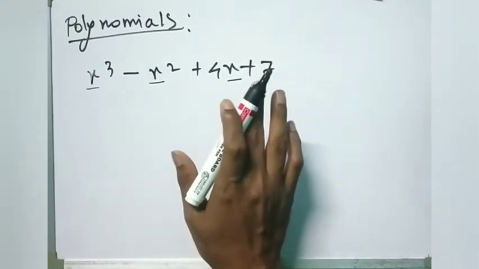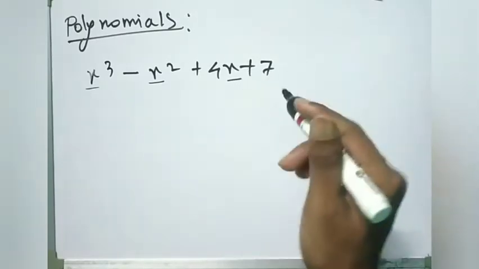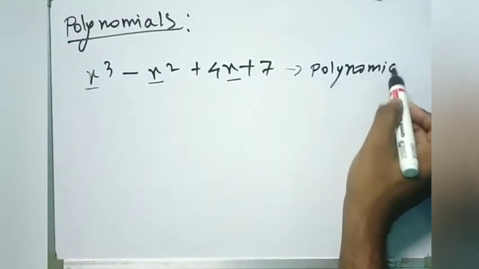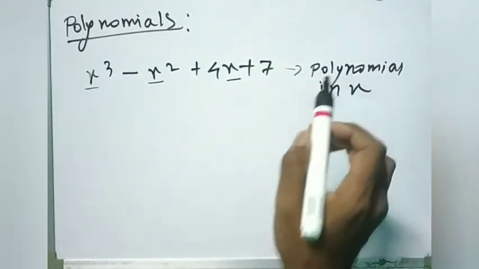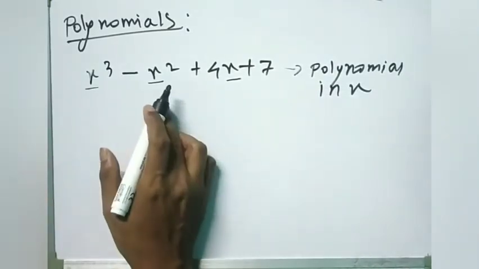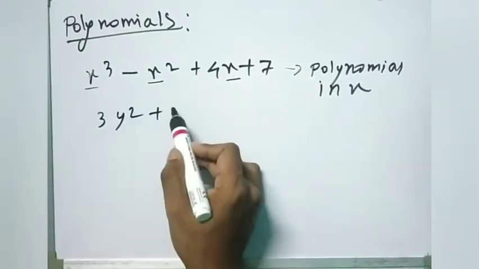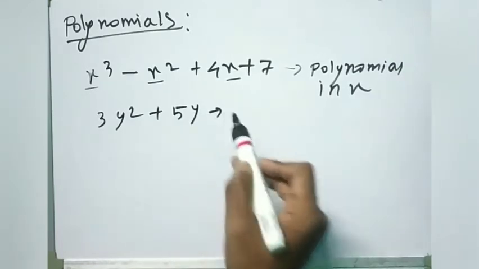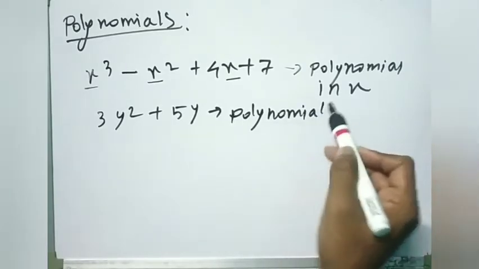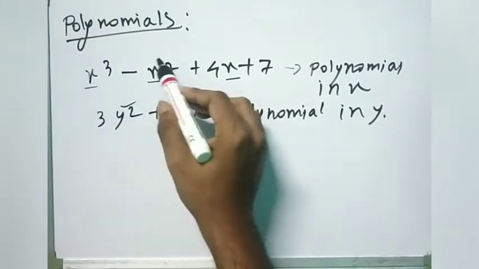I will come up with more detail. So this is a polynomial in x. Now if we write any expression like 3y square and 5y, this will be a polynomial in y, because the variable is y. Here the variable was x.